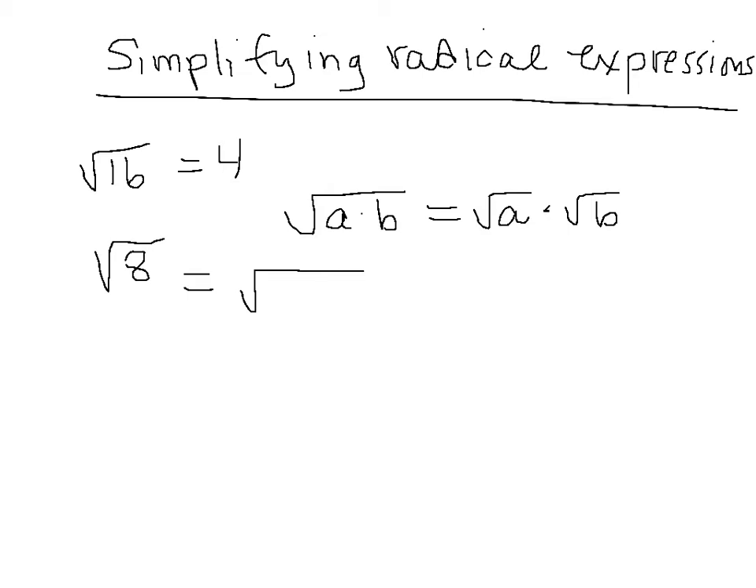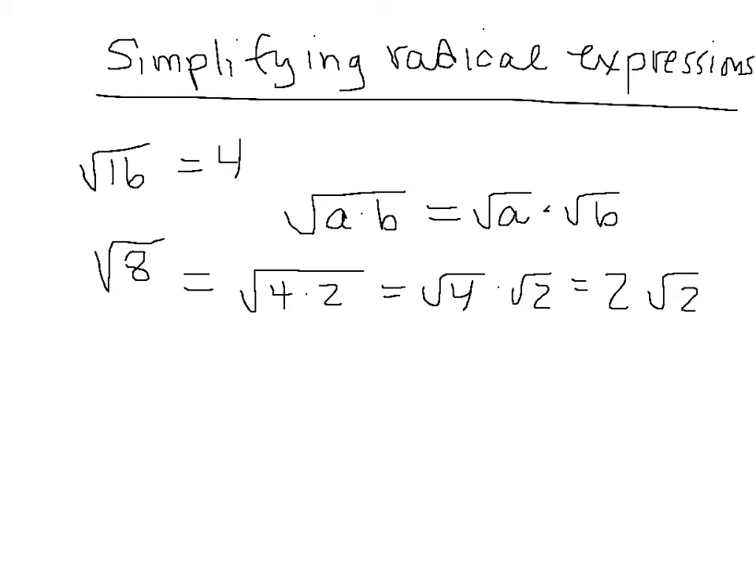So what perfect square is a factor of 8? I hope you said 4. So we can write 8 as 4 times 2, and then we can write it as the square root of 4 times the square root of 2, and that simplifies to just 2 times the square root of 2.